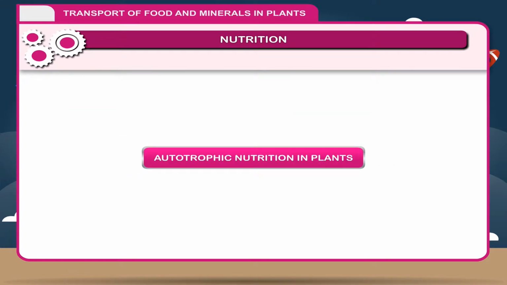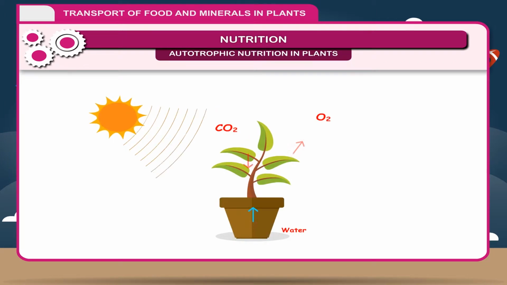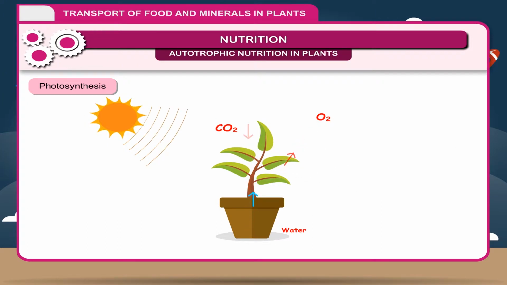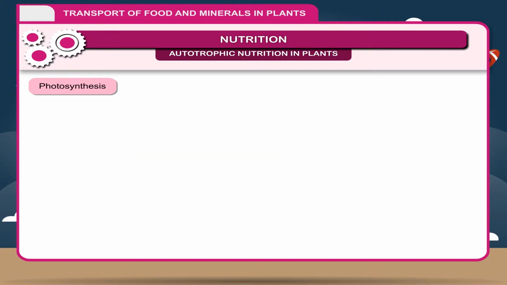Autotrophic nutrition in plants. The green plants prepare their own food through a process called photosynthesis. Photosynthesis. All the green parts of the plants manufacture food material through the green pigment called chlorophyll. It is a process in which green plants synthesize food from carbon dioxide and water in the presence of sunlight. In this process, oxygen is released.